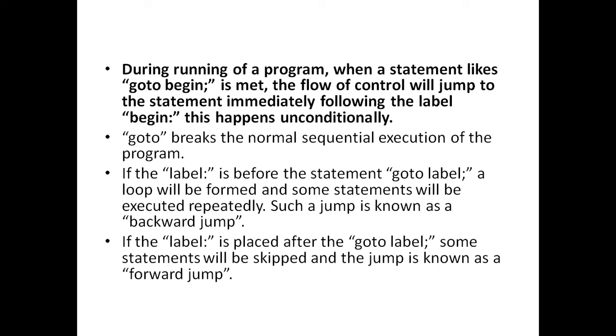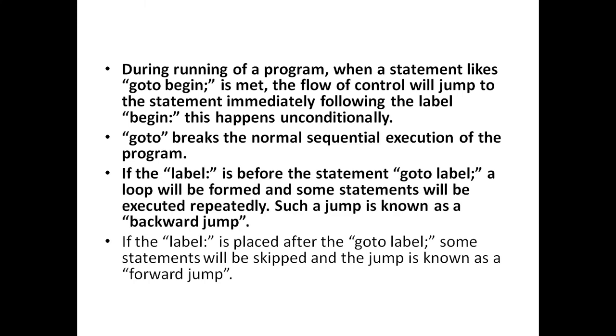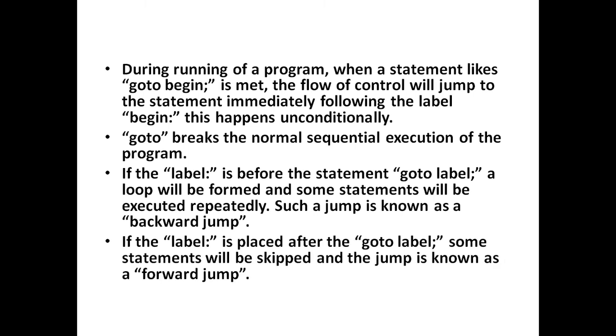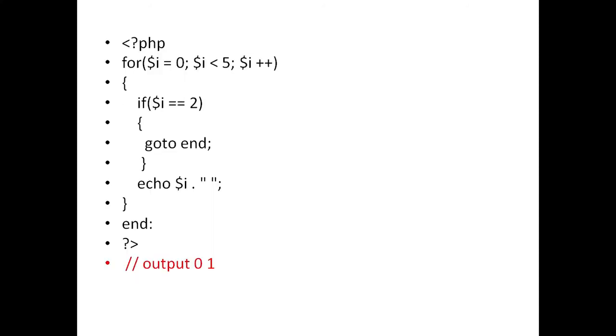This happens unconditionally. The goto statement breaks the normal sequential execution of the program. If the label is before the statement goto label, a loop will be formed and some statements are executed repeatedly. Such a jump is known as a backward jump. And if the label is placed after the goto label, some statements will be skipped and the jump is known as a forward jump.